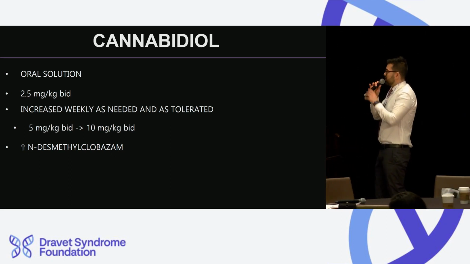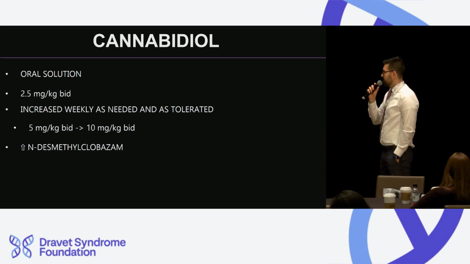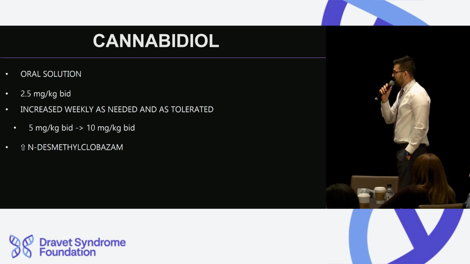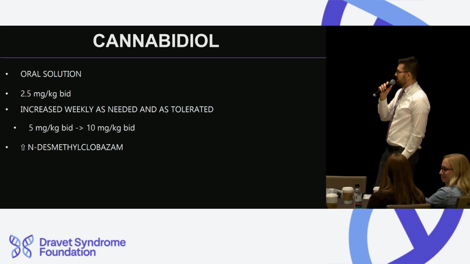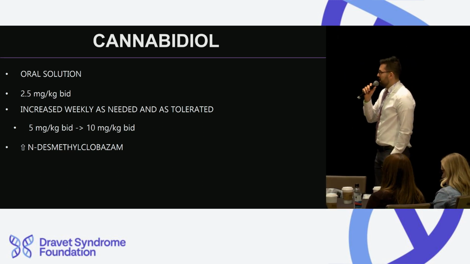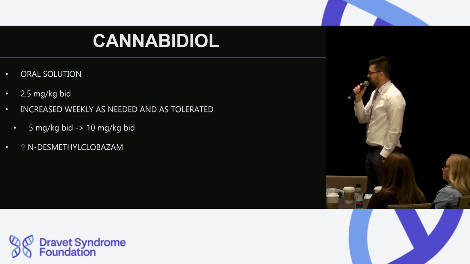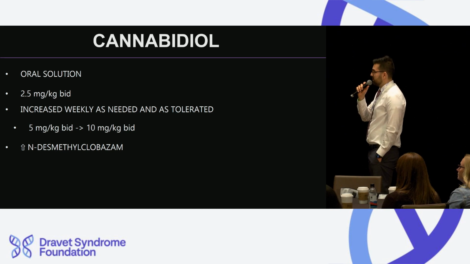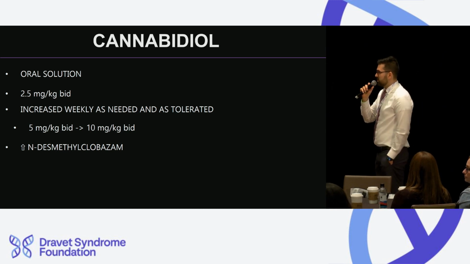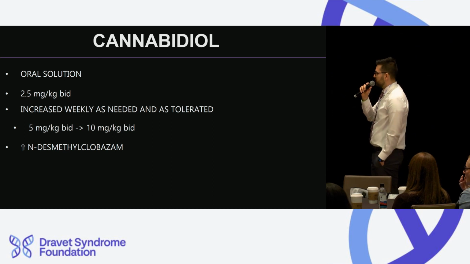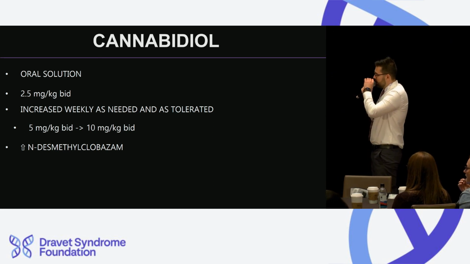It's also, again, an oral solution. We have the dose up there, 2.5 mg per kg twice a day, and you would increase weekly as needed and as tolerated. And you can go up to 5 mg per kg twice a day, to 10 mg per kg twice a day, or 20 mg per kg per day, which I believe is the dose that they used in the trials, that we try to get to if we need to from a seizure control standpoint.